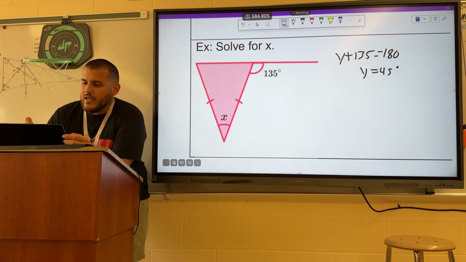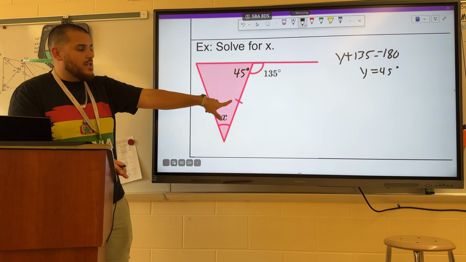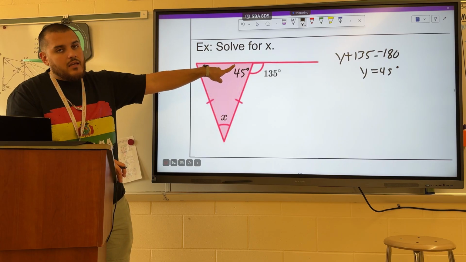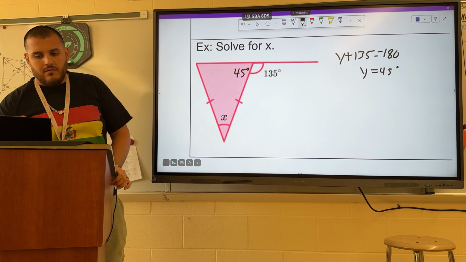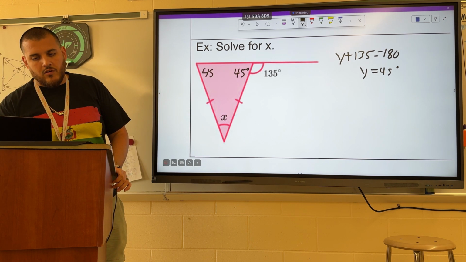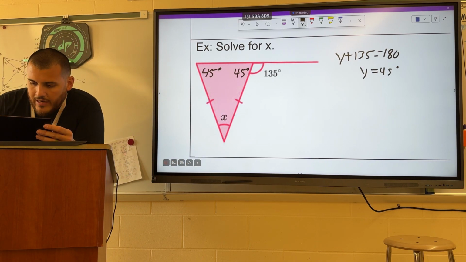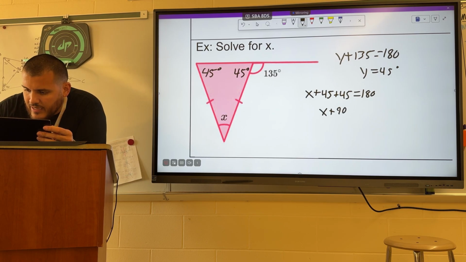So now that I know this angle's 45 degrees, I can apply my knowledge of isosceles triangles. Those are my legs that are congruent. That's my base. Those are my base angles that touch the base. They have to be the same. So because that's 45, this angle has to be 45 degrees. And now I can do triangle sum here to solve for x. So x plus 45 plus 45 equals 180. Those 45s will combine to give me 90.